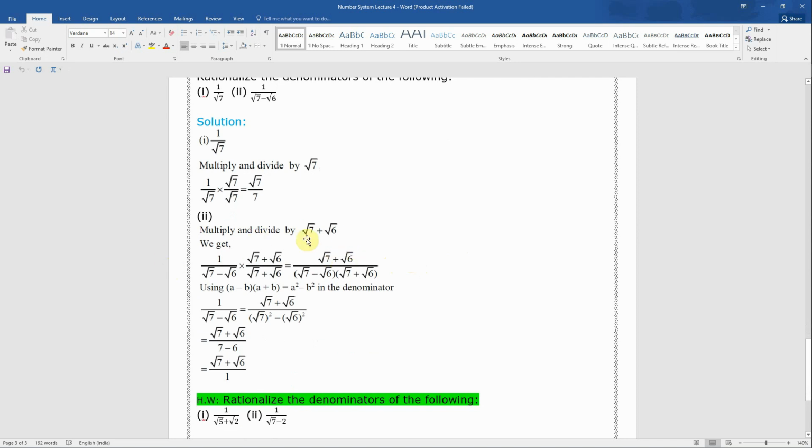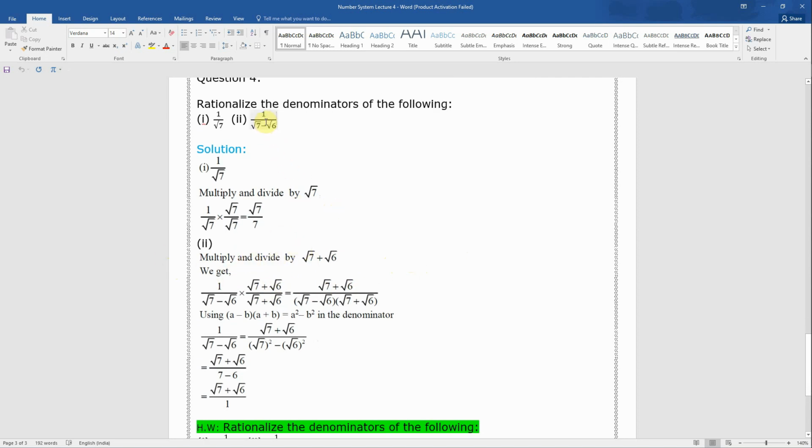Same thing is done over here. The number is 1 by root 7 minus root 6. Now what we have done here, we have multiplied with root 7 plus root 6, up and down both. Doing so, you can see it is 1 by root 7 minus root 6 into root 7 plus root 6, and here also root 7 plus root 6. That is multiplication of root 7 plus root 6 in up and down both. Now this multiplication is nothing but a plus b into a minus b, that is a square minus b square, which will give you 7 minus 6 at the final line. It will be 1. That means root 7 plus root 6 will be remaining at the numerator, but denominator will be only 1, and it's a rational number.